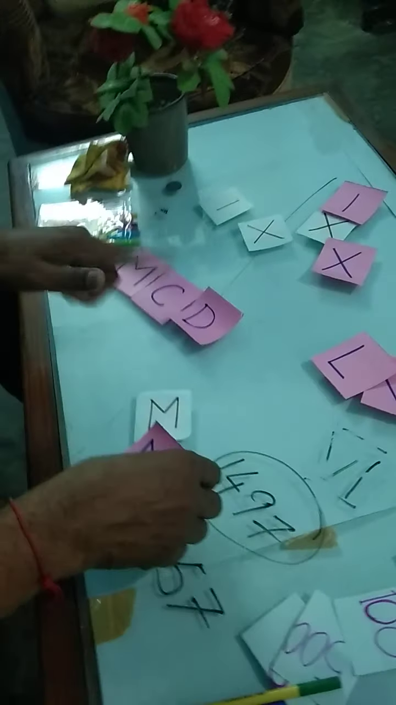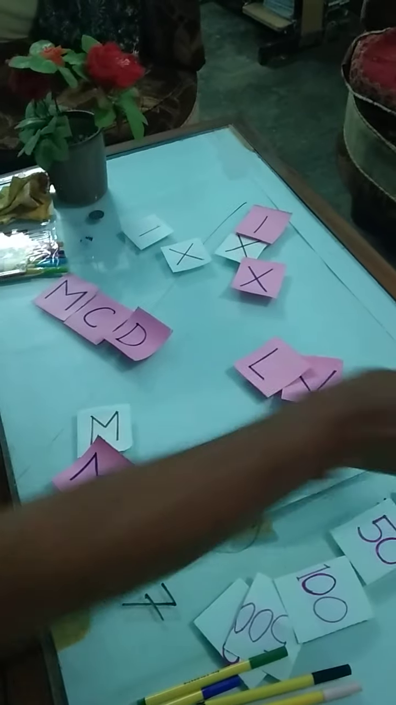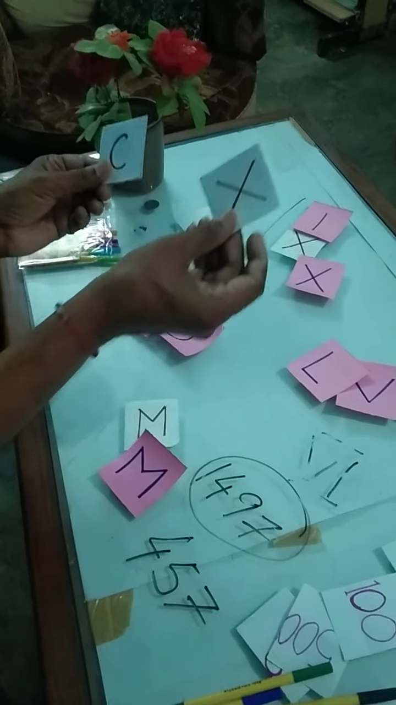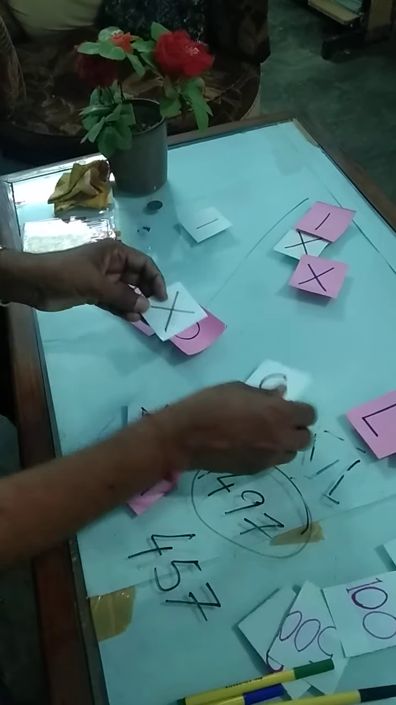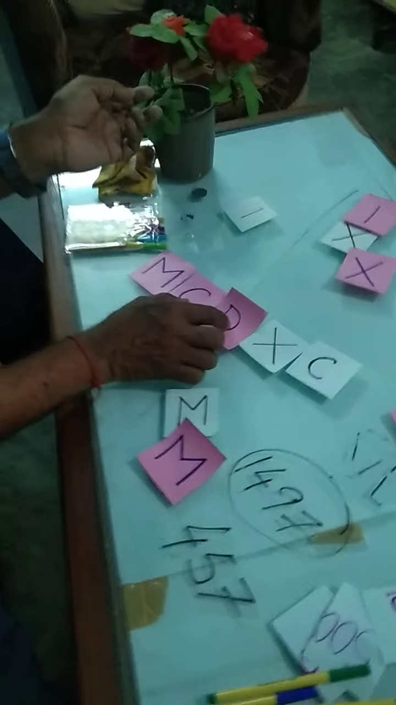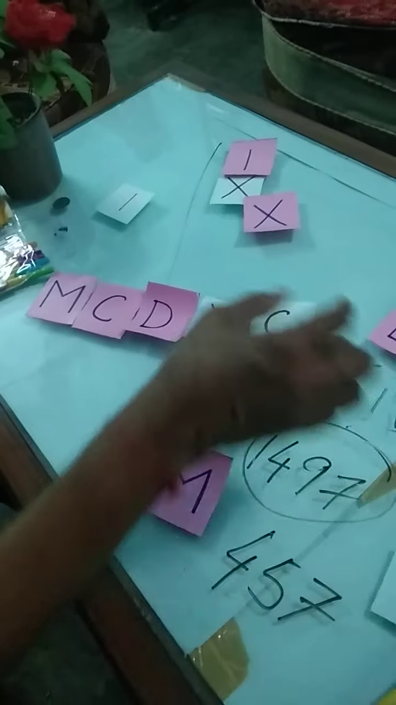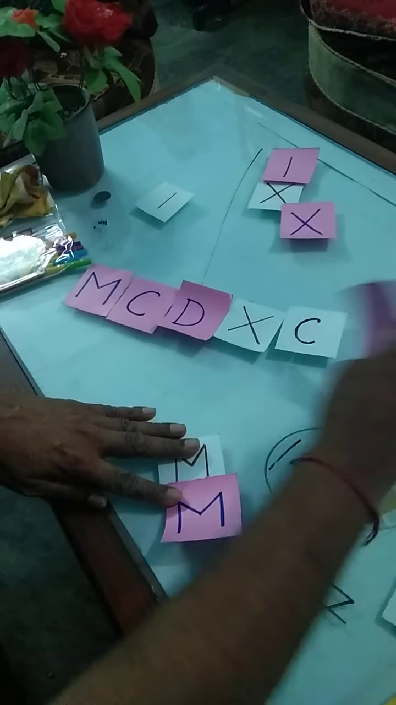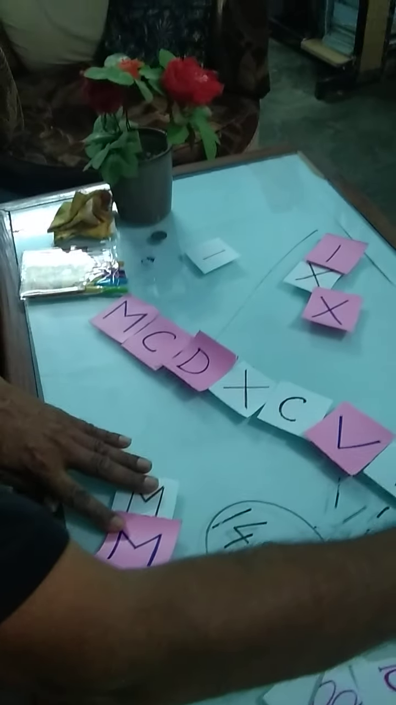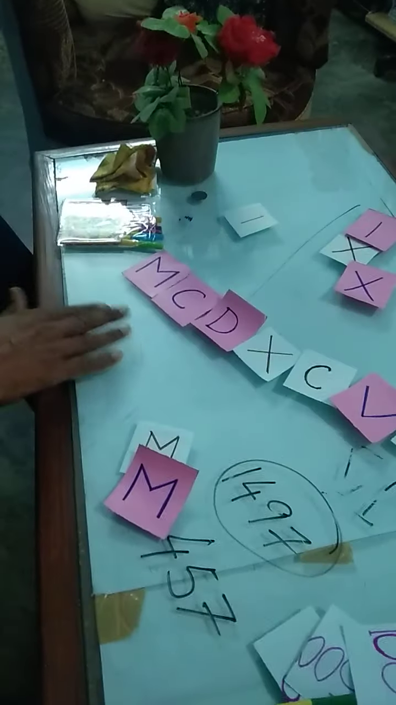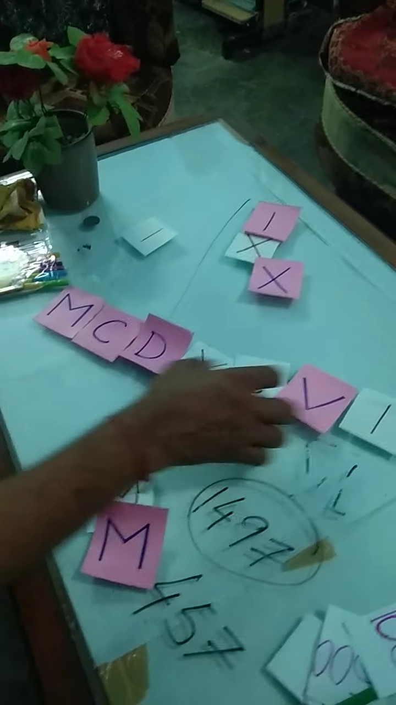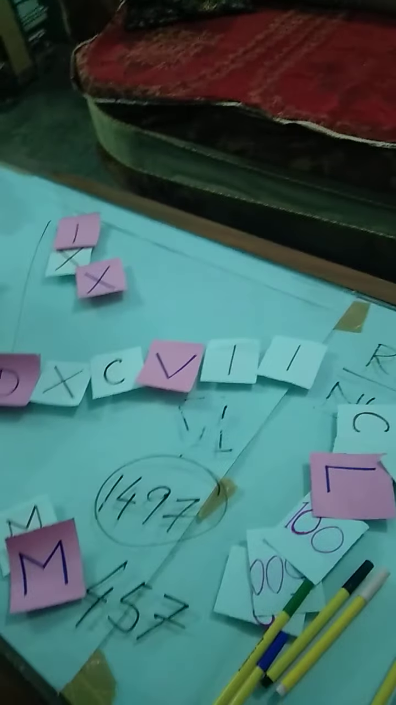Then I have to write 90. 90 will be 100 minus 10. 100 is C. So from 100 I will subtract 10. So I will put X on the left-hand side. 1490, and then 7. 7 will be once again this V and then 2 I's. 1497. This is the number.